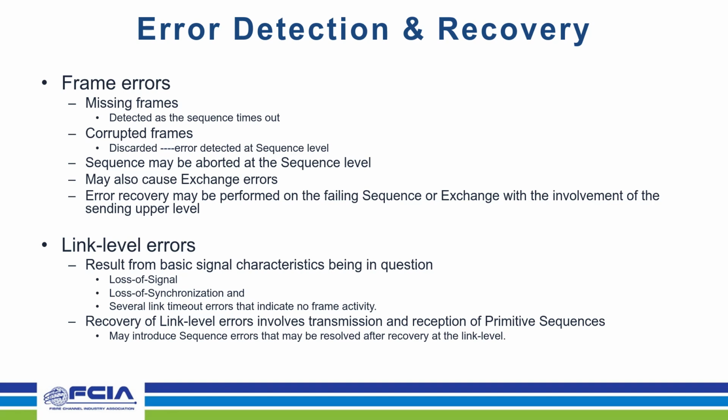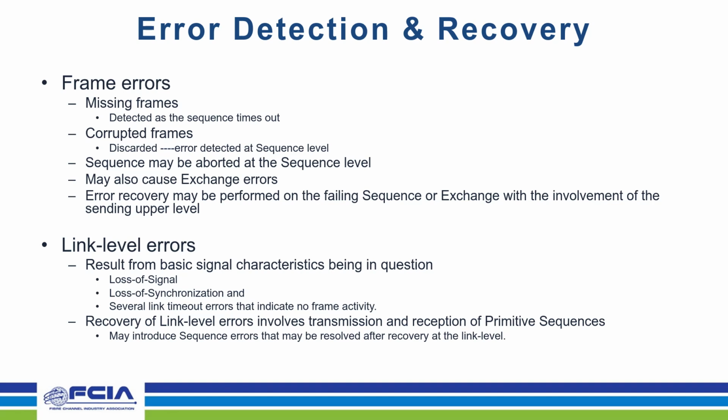The last thing we'll touch on is error detection and recovery. Link integrity and sequence integrity are the two fundamental levels of error detection in the FC-FS standard. I'll start with link integrity. Link integrity focuses on the inherent quality of the received transmission signals. When the integrity of the signals being transmitted is in question, as Dave mentioned, there's a hierarchy of primitive sequences that's used to reestablish link integrity.